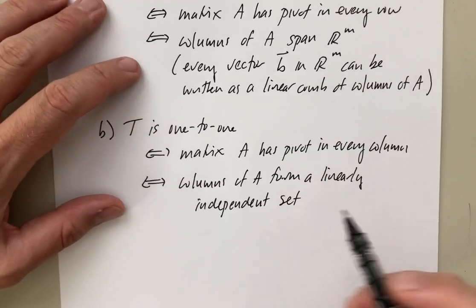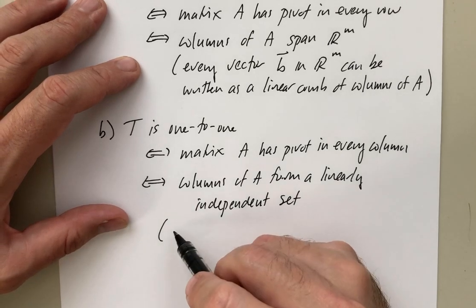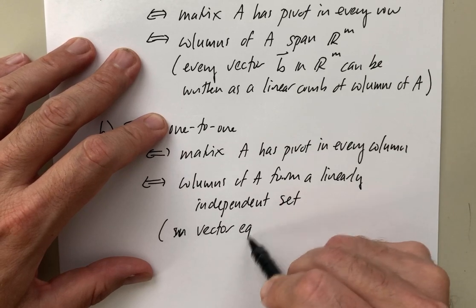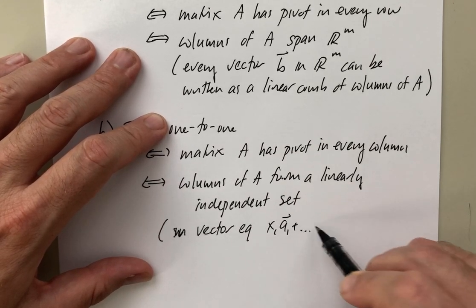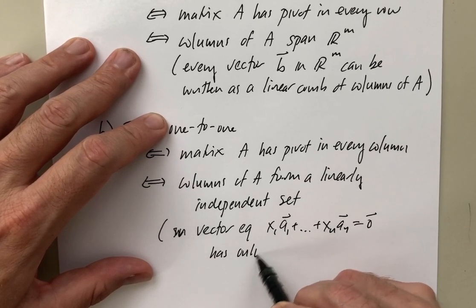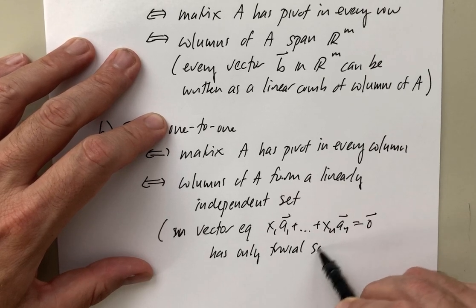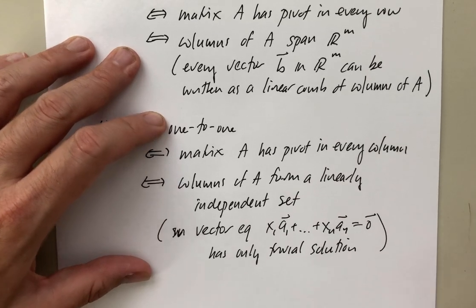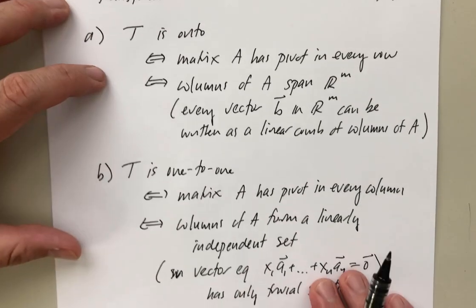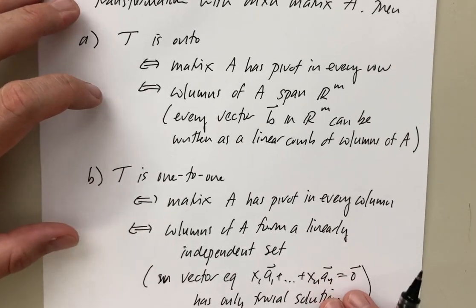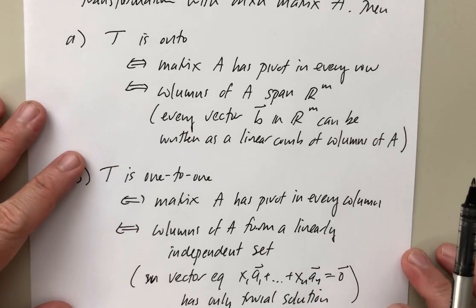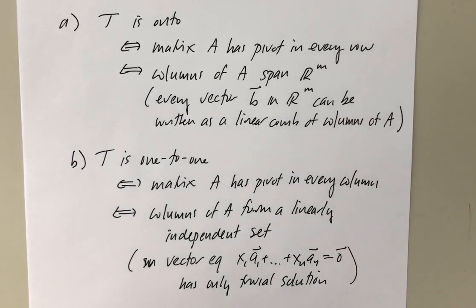Maybe for completeness, let me remind you what that means: the vector equation x1a1 plus ... plus xnan equals 0 has only the trivial solution. That was the definition of being linearly independent. So just so you have it in one place, that's the definition of what this last one means. I'm going to pass out in class a review sheet that has all this on it, more or less on one page. So we'll continue next time with these ideas.